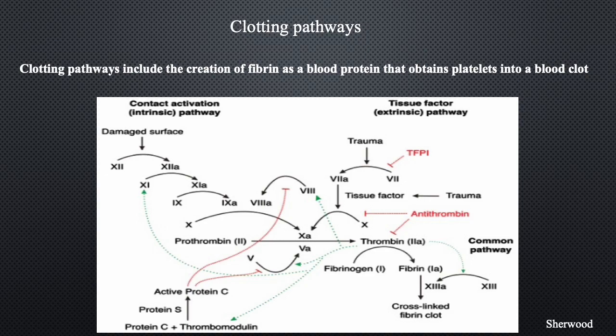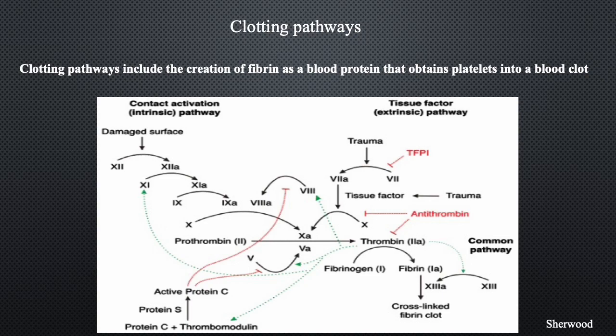As we mentioned, the intrinsic pathway is started by the activation of factor 12 from exposure of collagen due to injury to a vessel wall. As a result, factor 12A catalyzes the activation of factor 11 to 11A, which in turn catalyzes the activation of factor 9. Factor 9A, in addition to factor 8, catalyzes factor 10 into the active factor XA, which converts prothrombin into thrombin, leading to catalyzing fibrinogen into fibrin.